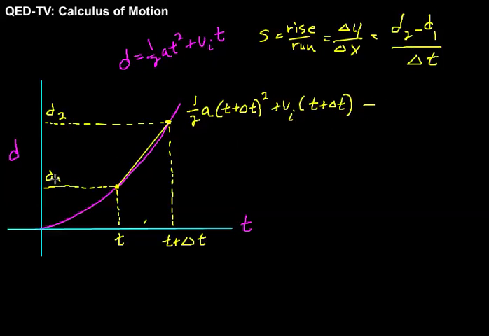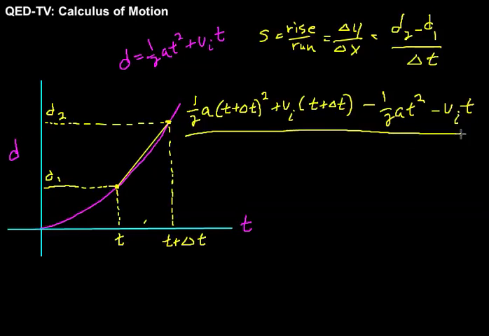What's d1? Well, d1 is this function at time t. So I'll put time t in for my t, which is going to make it easy because it's exactly what's written there. So I'd have minus 1/2 at squared, and then a minus, again, vi t, and this is all over delta t. So this would be the slope of the line between these 2 points. So we're working this out here.